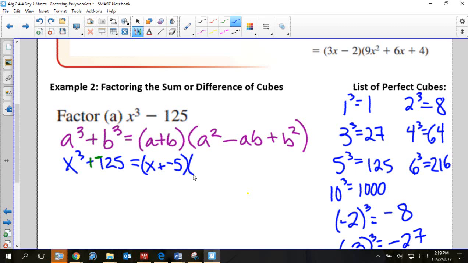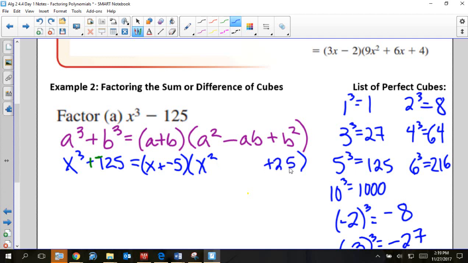The second parenthesis, I'm going to use my first parenthesis to get the second parenthesis. Here it says a plus b. I have x plus negative 5. Here it says a squared. So whatever is in my a spot, I'm now going to square it. X squared. I like to do the first and last term, that's just the order I like to go. So whatever's in my b spot, I'm going to square it for b squared. What's in my b spot? Negative 5. What's negative 5 squared? Positive 25.